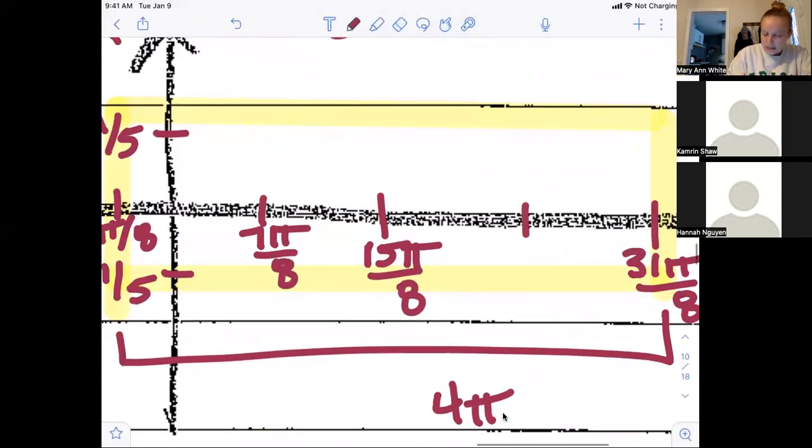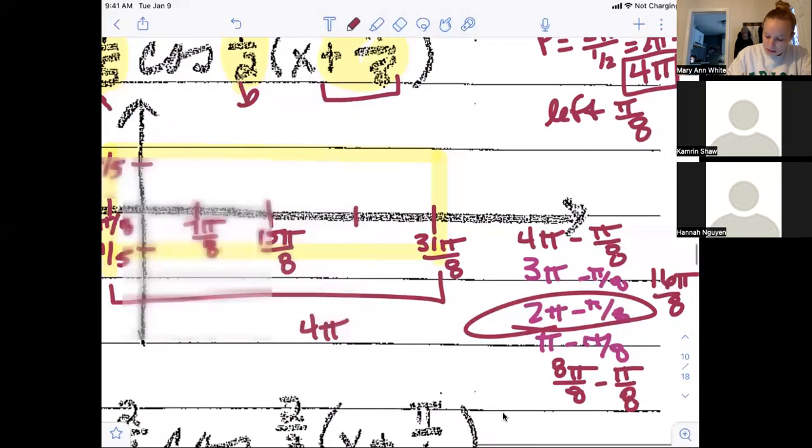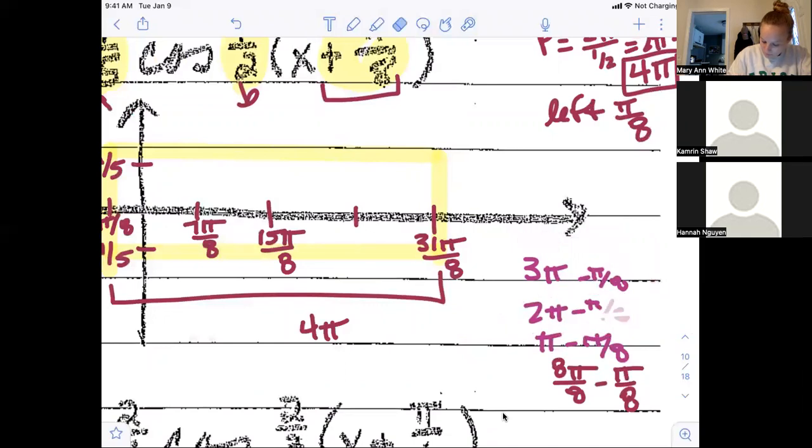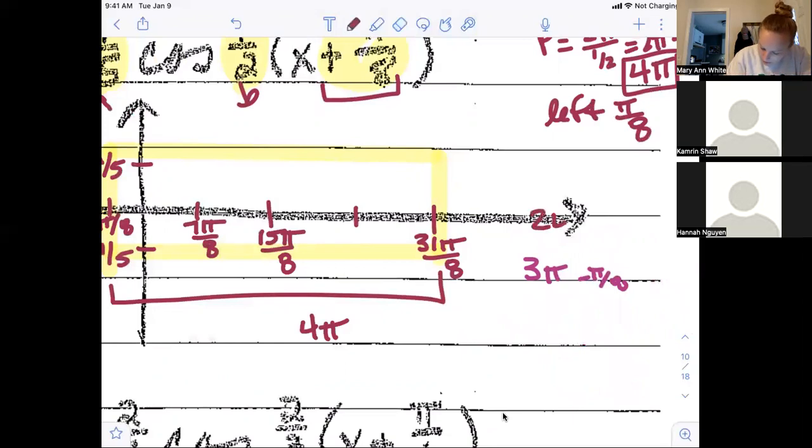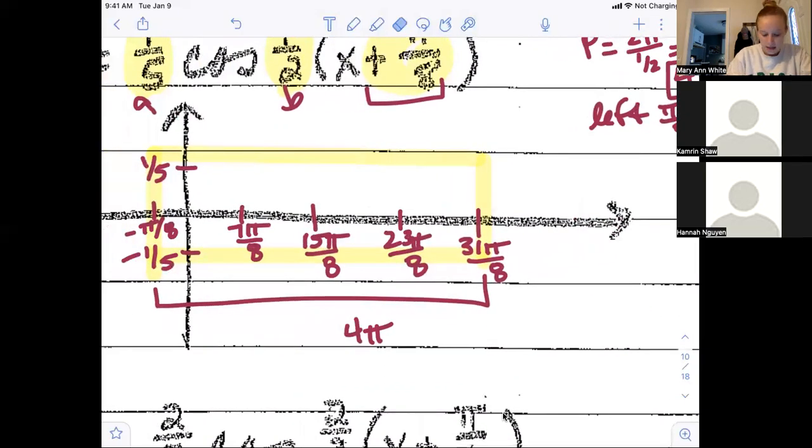And then that third point would be 3 pi minus pi over 8. 3 pi is the same thing as 24 pi over 8. So 24 pi over 8 minus pi over 8 is 23 pi over 8. So I took all of these: 4 minus an 8, 3 minus an 8, 2 minus an 8, 1 minus an 8. And the reason I wanted to do that is because I need my 5 points. I need a beginning, I need a middle, I need an end, and I need the 2 in between the middle and the first, and the middle and the last.